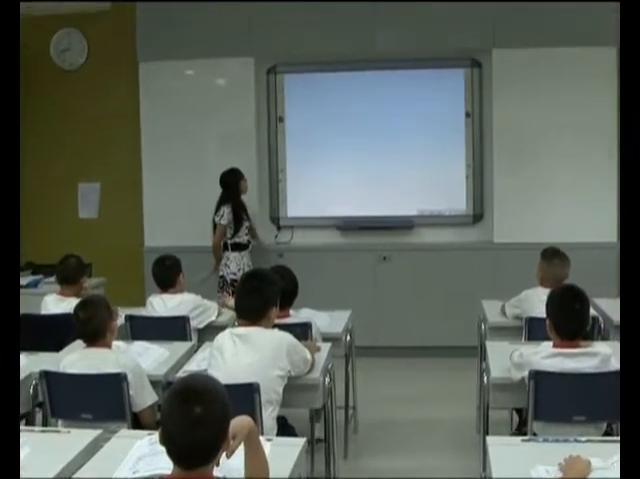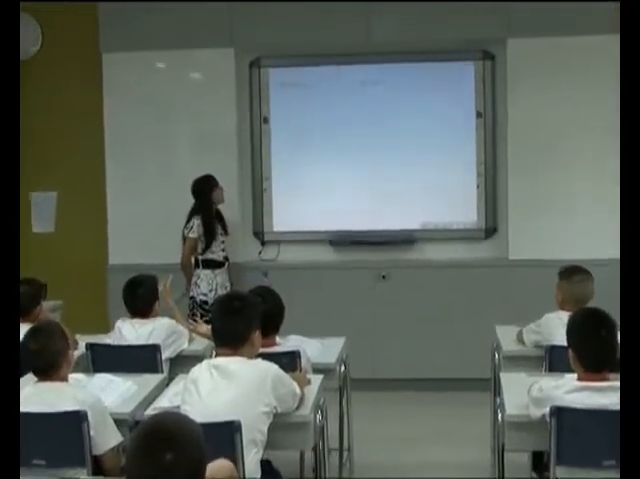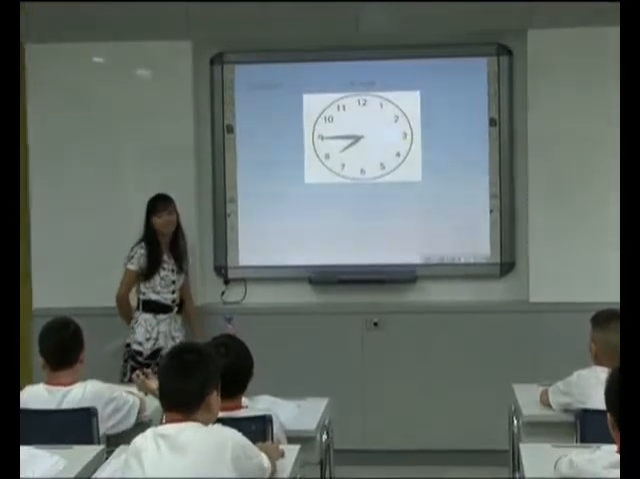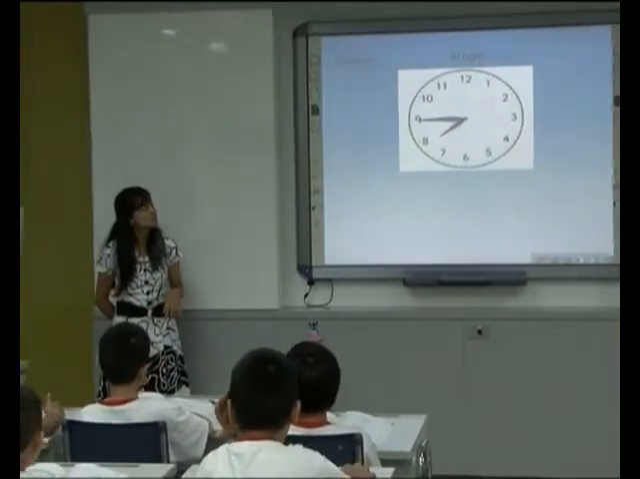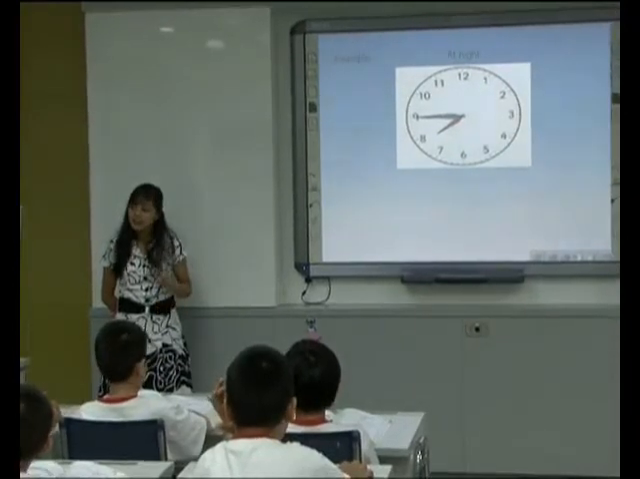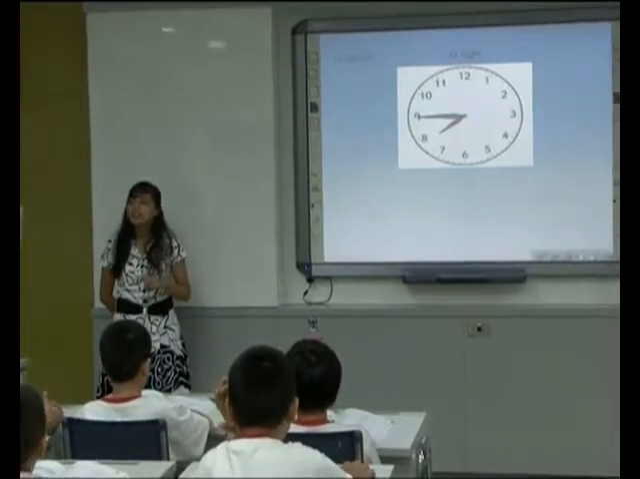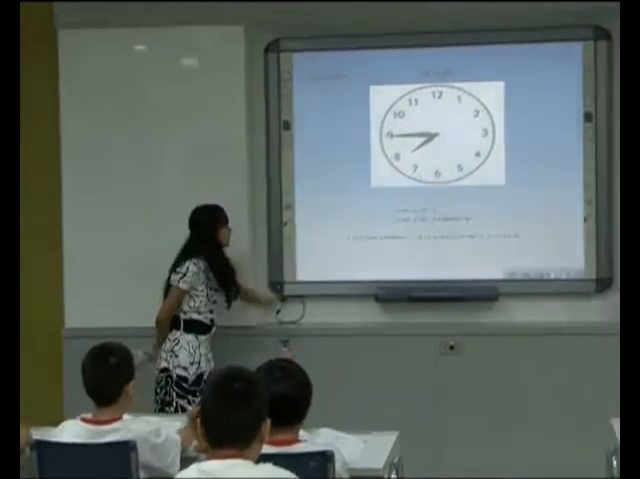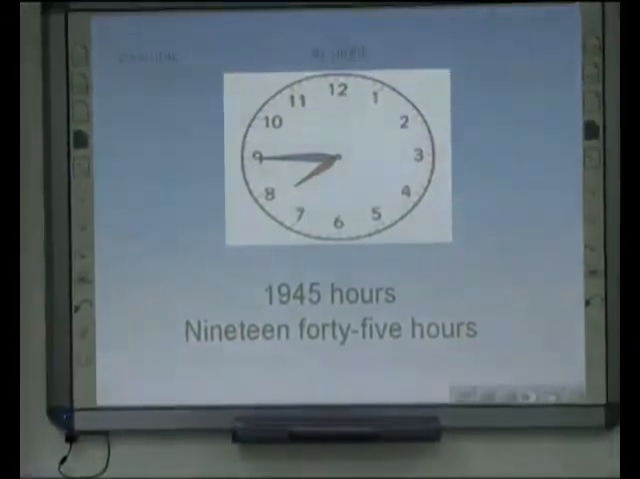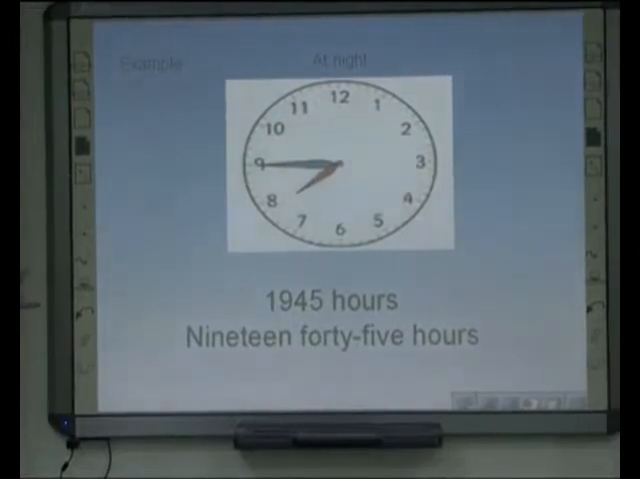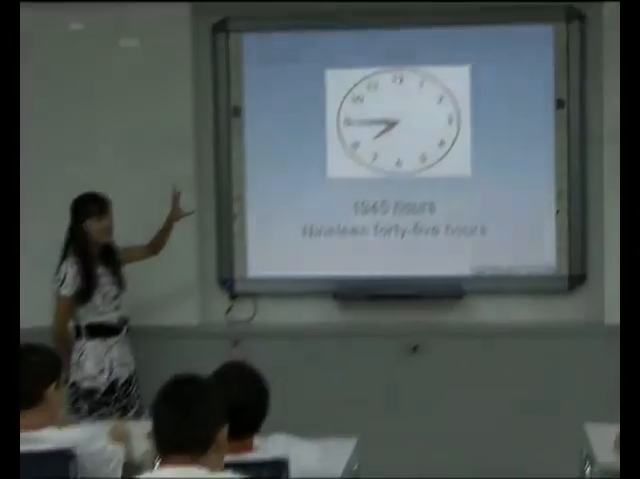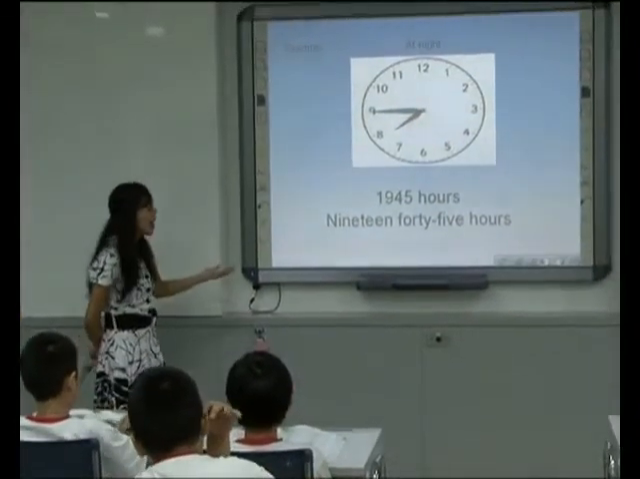Good. How about at night? Okay, Jumbo. 19:45. Very good. 19:45 hours. It's correct. So that's how you're going to look at it. You have to consider the numbers 1 to 24.